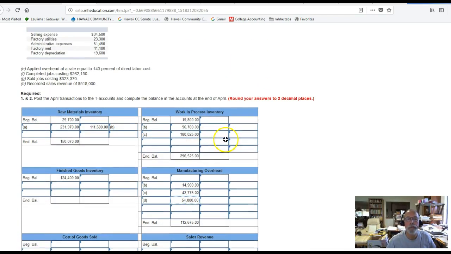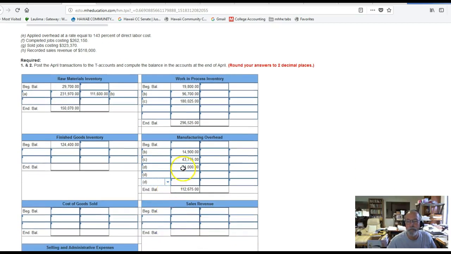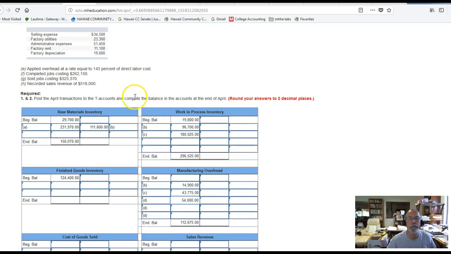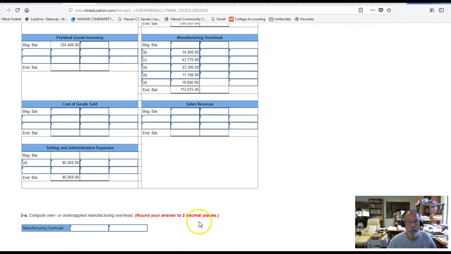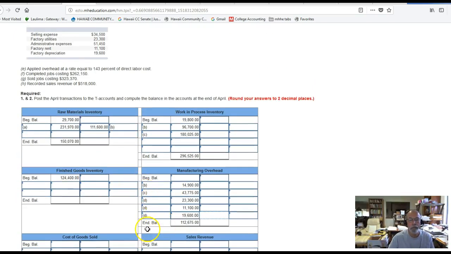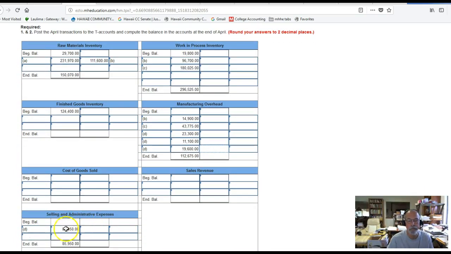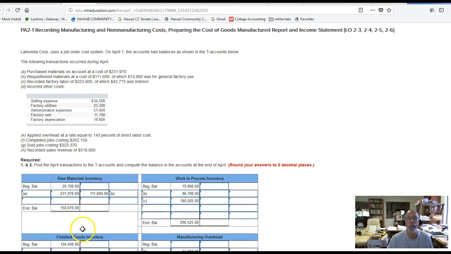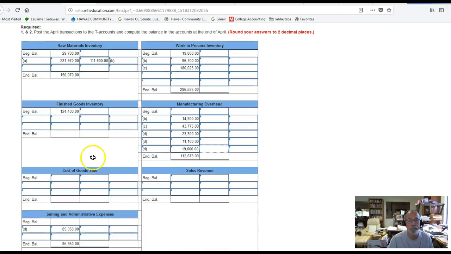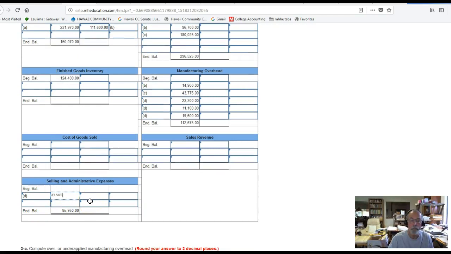Let's see, it could be that they want to see those amounts separately, because I see that we have 3 slots here on the debit side, and I'm showing the 3 together as one total. So let's see if we separate those. 23.3 and 11.1 and 19.6. And my guess is that they're also looking for 2 separate amounts on the debit side of selling and administrative expenses. I put both of those amounts together into one total, and they probably want 2 separate amounts. Selling expenses of 34.5 and administrative expenses of 51,450.